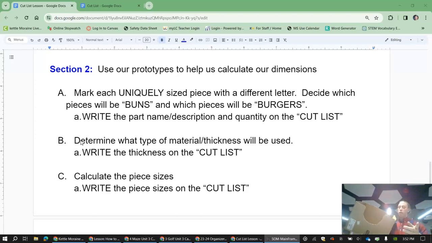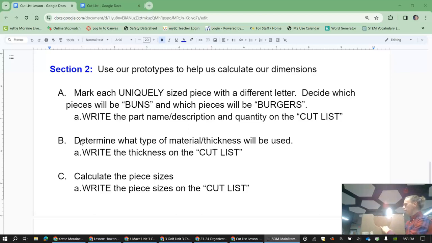Look at letter A here, you're going to mark each uniquely sized piece with a different letter. Every uniquely sized piece is going to get a different letter. Now, if you notice this project here, I marked the back as A and the front as A. The front and the back are actually the same size. The front has some extra details to it, but the reason why I marked them the same is because they're actually the same size. And when I cut them on the table saw, I would try to cut both at the same time, and it would help speed up my cutting process because they are the same size. But I would eventually add more details to this piece.